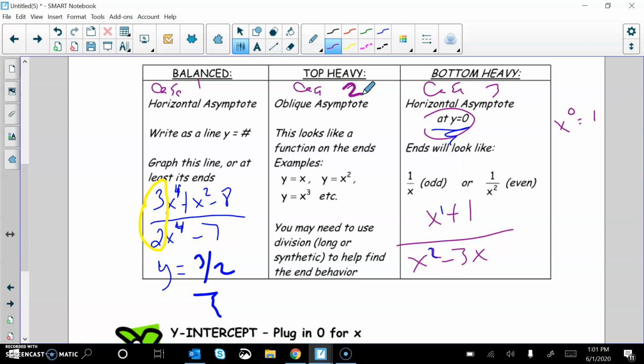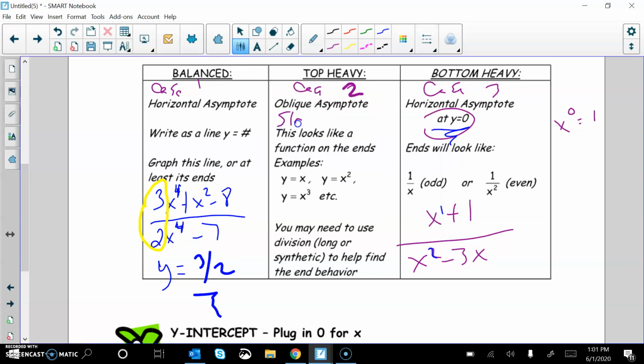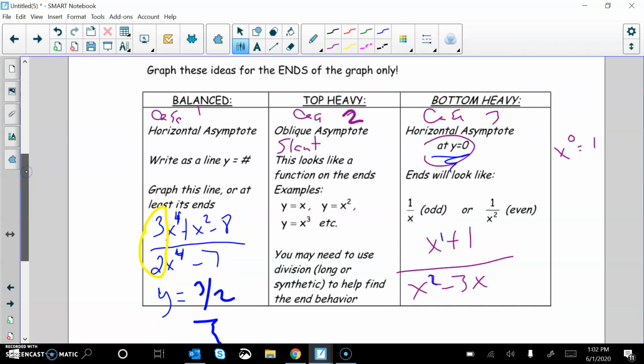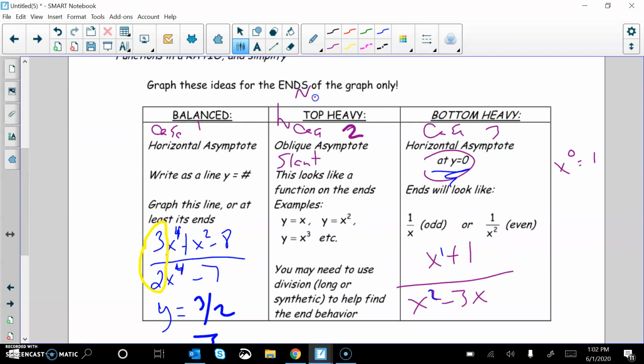Oblique asymptote. So in this case, it's going to be a slant asymptote. We'll talk about that in more detail in the next section. That occurs when the degree of the numerator is 1 larger than the degree of the denominator. So it's top heavy. In this case, there is no horizontal asymptote. And we will do long division or synthetic division to find the asymptote. So this one, there is no horizontal one.